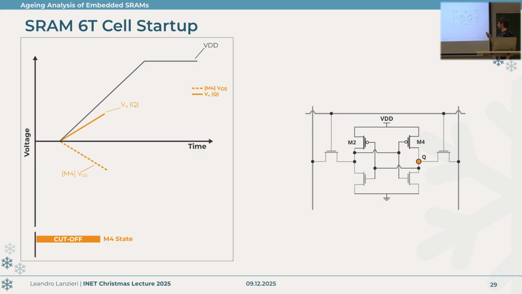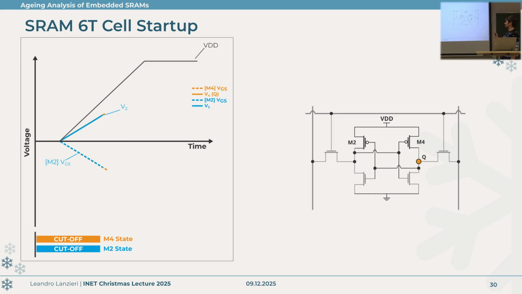In the beginning, we look first at M4. We see that the voltage at the output, so at Q, starts to go linearly with the power supply voltage, and also the gate source voltage that is trying to activate the transistor starts to grow linearly. The same happens to M2 in the same fashion. In this stage, both transistors are still in cutoff, so not conducting, and both are trying to win the race of who activates first.